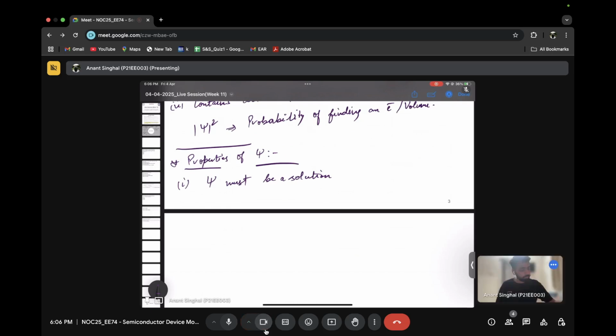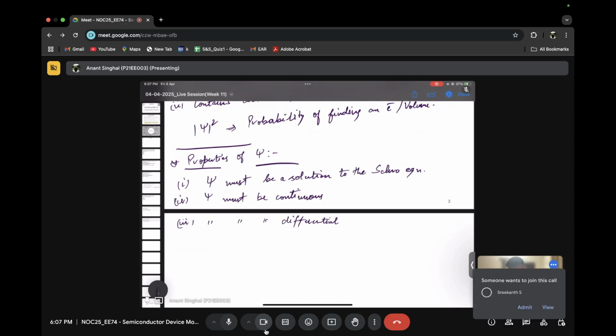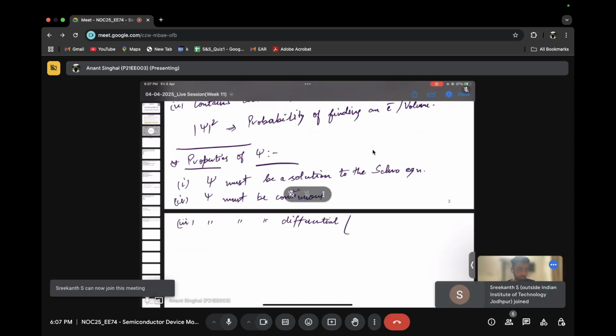Yeah. So the wave function must be a solution to the Schrodinger equation. Then, as it is a solution, the wave function must be continuous. And the third part is the wave function must be differentiable. That basically means that d phi by dx should exist, right? Or this also we can write, we can also write that d psi by dx should exist, or this must be continuous.